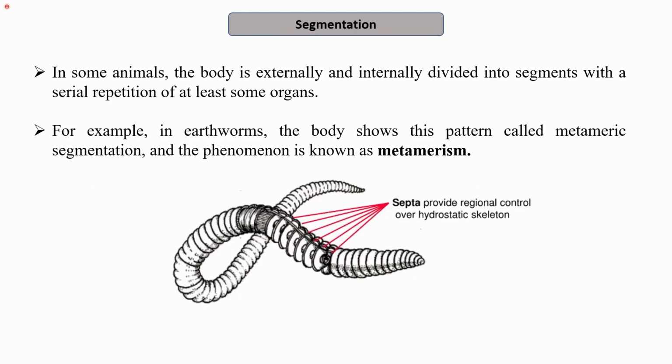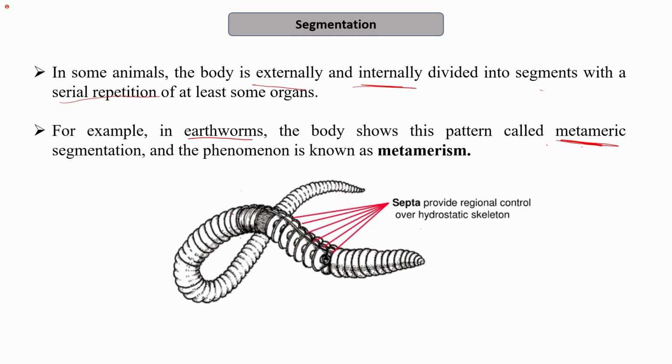So basically, metamerism or segmentation is a property of some organisms of some phyla. In some animals, the body is divided externally as well as internally into different segments, and these segments are serially replicated, at least for some of the organs. For example, the earthworm, which we all might have seen. In earthworms the body shows a pattern called metameric segmentation, which is basically serial repetition.